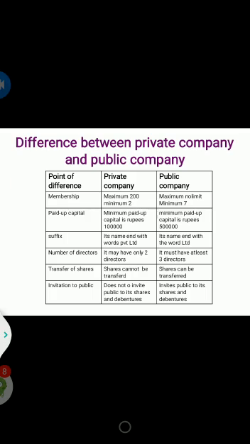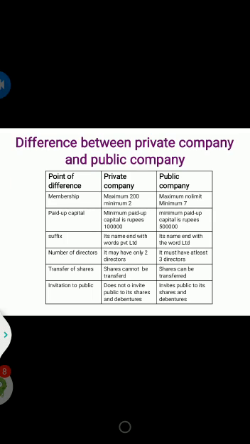Then transfer of shares. In a private company, members are not allowed to transfer their shares. If it is a public company, shares can be transferred.